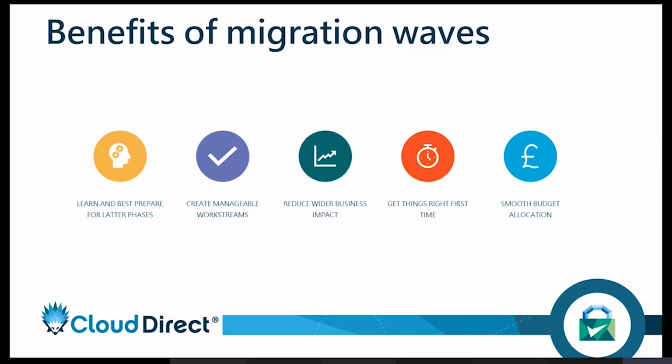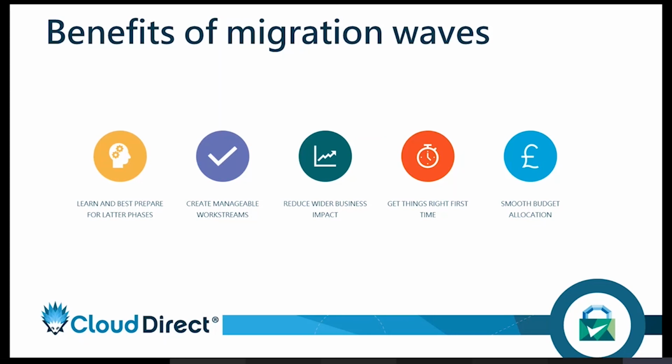You create manageable work streams. That goes without saying: you make things manageable for the organization and reduce that wider business impact. And really, the key thing is that we look to get things right first time. If we just take on too much in one go, then it's highly likely we'll cause problems. We might have missed dependencies, for example, and that causes all manner of different elements that no doubt at Cloud Direct we've come across with unpicking certain customer solutions.